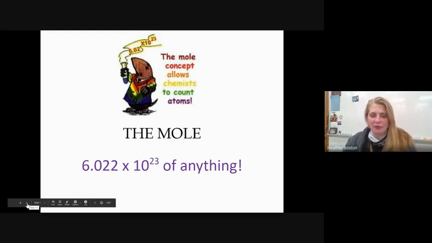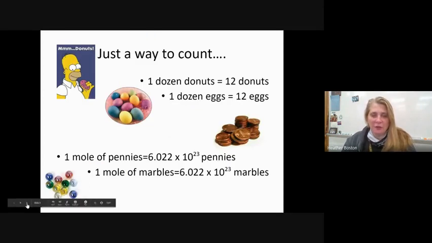Alright, chem, today we're going to introduce the concept of the mole. The mole is a counting term that tells us the quantity of particles. So it's just another way to count. A concept we're really familiar with is a dozen. If we have a dozen donuts, we have 12. If we have a dozen eggs, we have 12. A mole is the same thing.